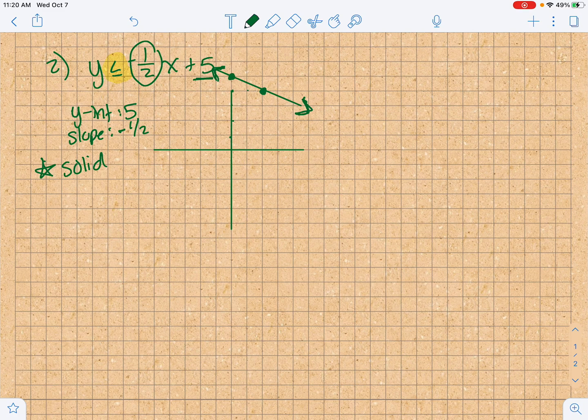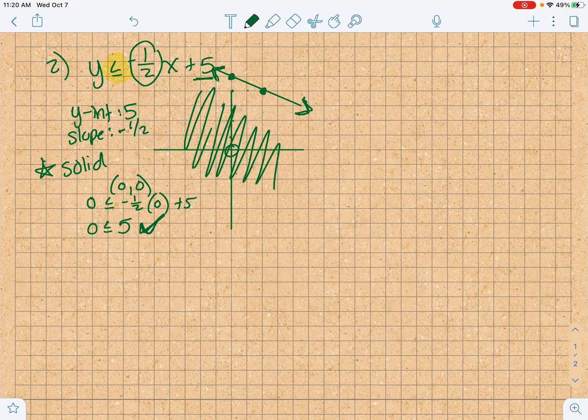Now let's figure out where to shade. So to figure out where to shade, I'm going to circle a point that's not on that line. 0, 0 is our easiest one. The graph doesn't go through it, so we can use it. I'm going to bring 0, 0 down, and I'm going to plug it in. So y is 0, less than or equal to negative 1/2, times x is 0, plus 5. So 0 is less than or equal to negative 1/2 times 0 is 0. 0 plus 5 is 5. Is 0 less than 5? Yes. Okay, since that's true, we shade over the point that we circled.